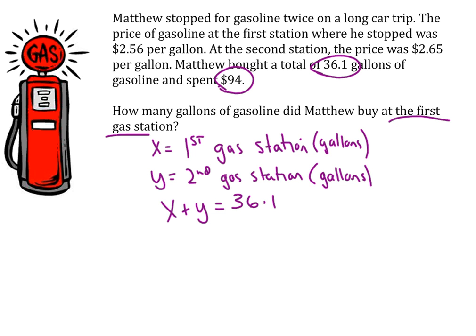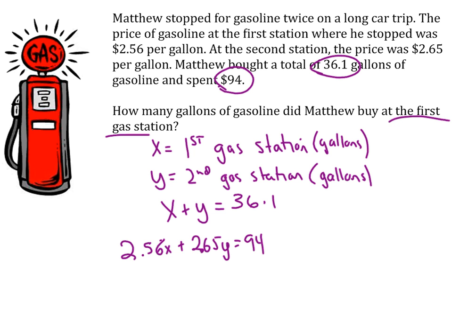The second equation is this. At the first gas station, each gallon was $2.56, the second gas station was $2.65. And he spent exactly 94 bucks. So there's my two equations.